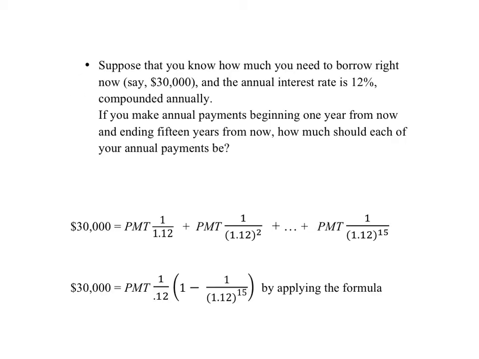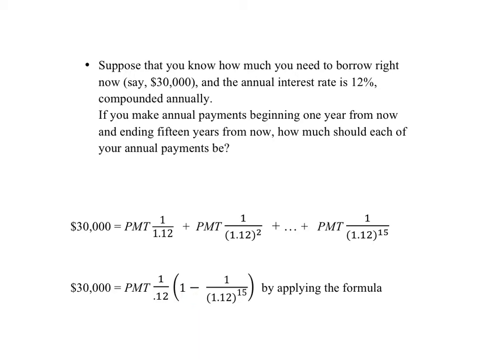Suppose that you know how much you need to borrow right now, let's say $30,000, and the annual interest rate is 12% compounded annually. If you make annual payments beginning 1 year from now and ending 15 years from now, how much should each of your annual payments be? We could go ahead and start substituting values that we know into our formula and solving for the value of PMT. That would be a fine thing to do.